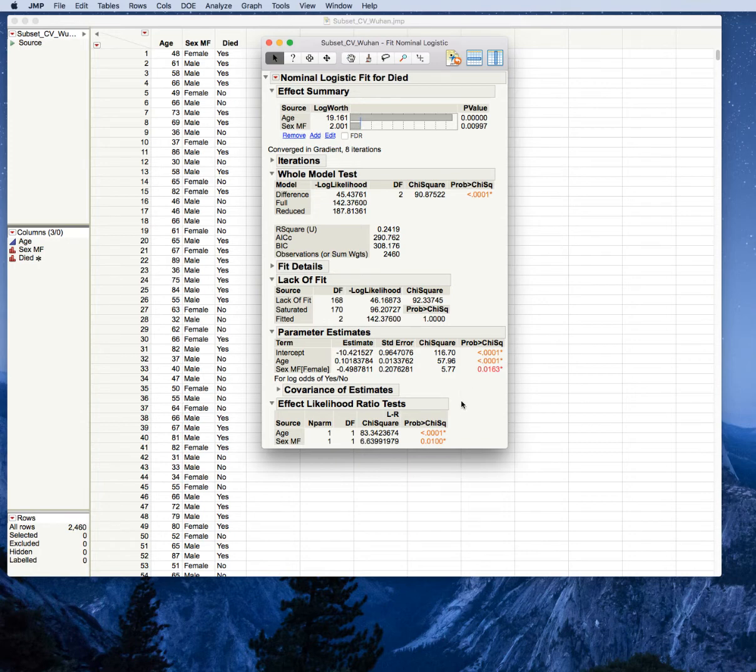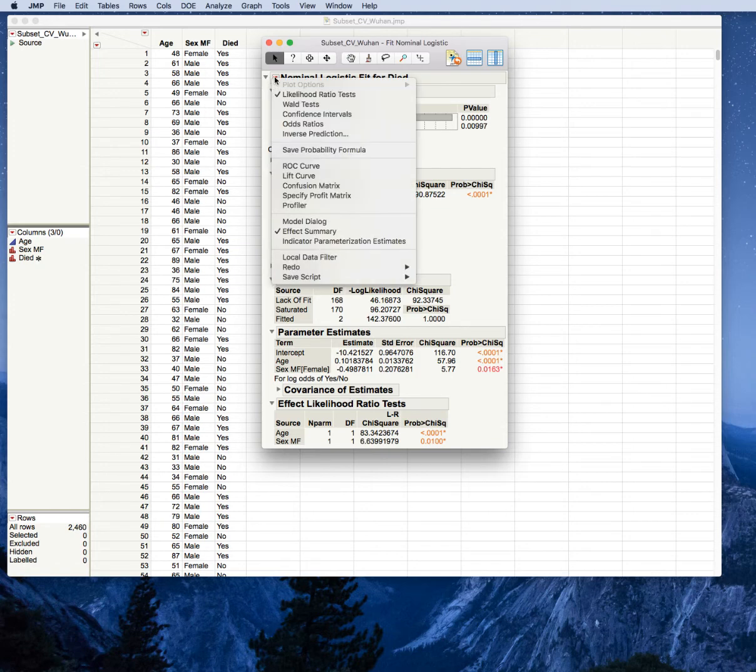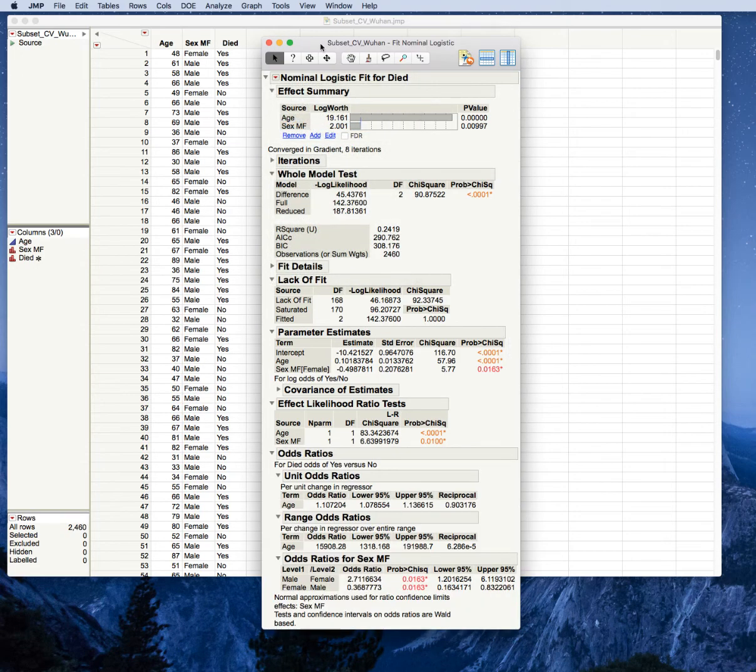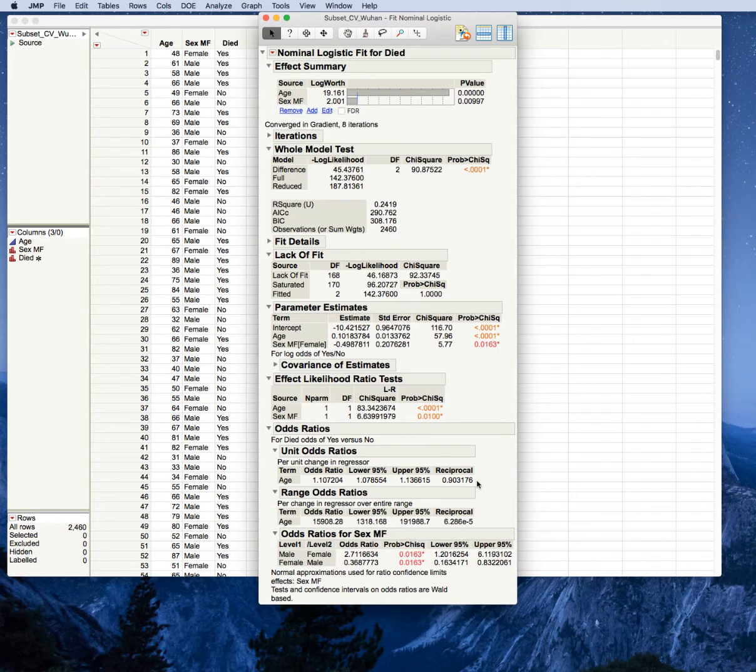And if we go and look at our parameter estimate effects or our effect tests, both of these are useful. And so we won't interpret the estimates or the intercept here. Remember, this is in the log transformation. What we want to look at is the odds ratios. And so we get what we saw before here. We get the unit odds ratio for age. It stayed pretty consistent from age on its own.